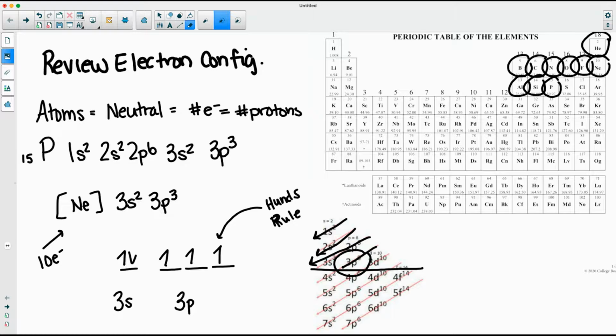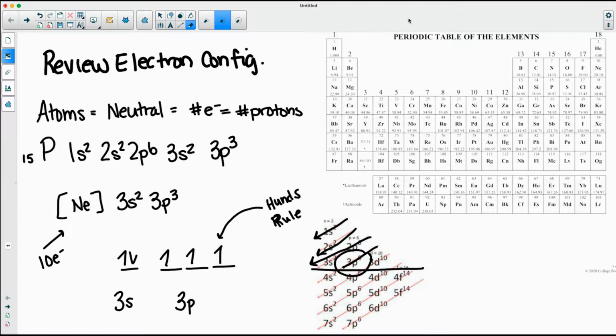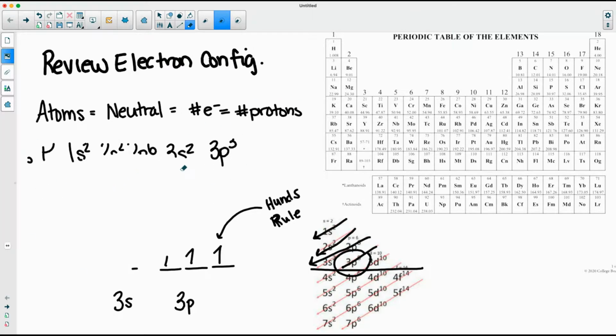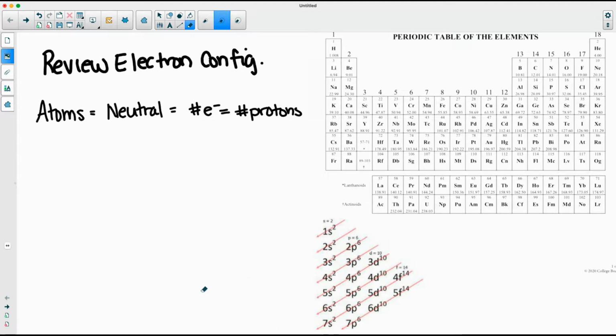And so hopefully just going through a couple of different ways that we can do these electron configurations, looking at the periodic table, using the diagonal rule, hopefully that helped to refresh your memory.